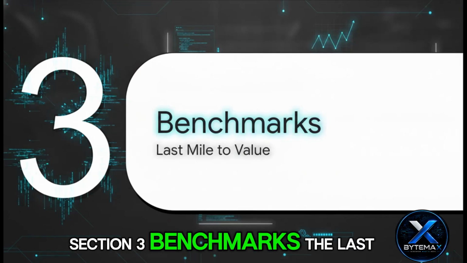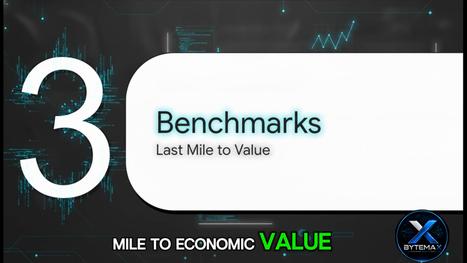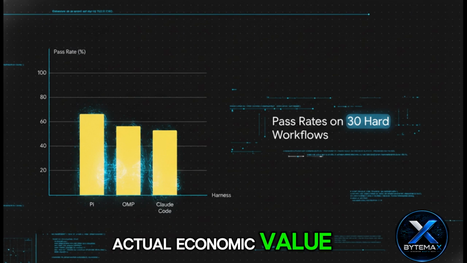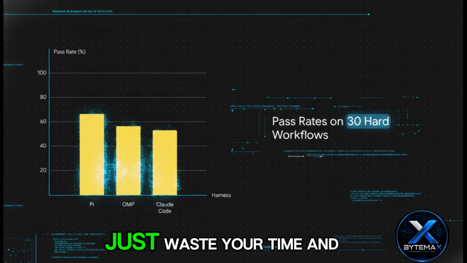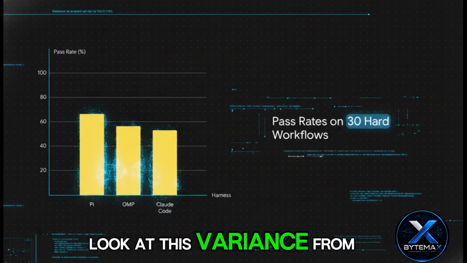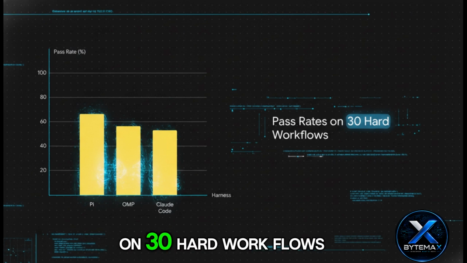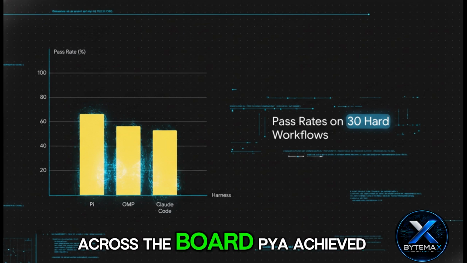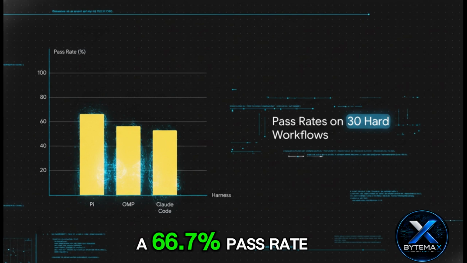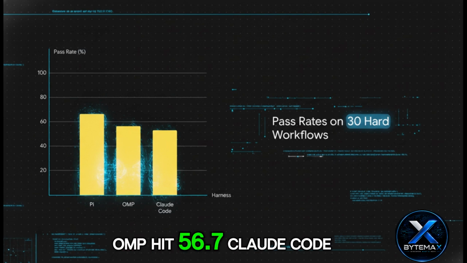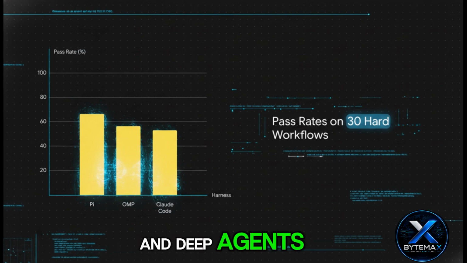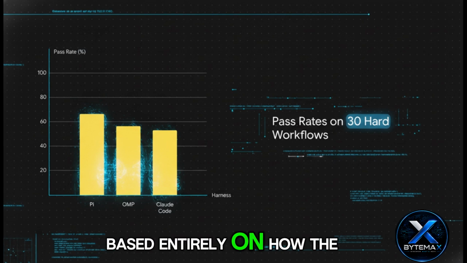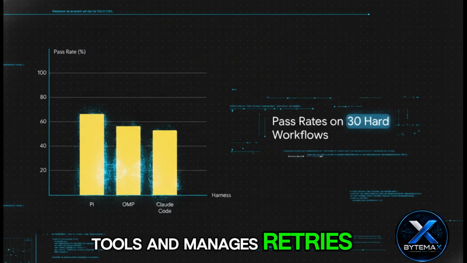Section 3. Benchmarks. The last mile to economic value. At the end of the day, the harness you choose is the last mile to actual economic value. Putting a great model in a terrible harness just wastes your time and your money. Look at this variance from independent Composio tests on 30 hard workflows. They use the exact same DeepSeek v4 flash model across the board. Pi achieved a 66.7% pass rate. OMP hit 56.7%. Claude Code and Deep Agents landed at 53.3%. Your success varies wildly based entirely on how the framework orchestrates tools and manages retries.